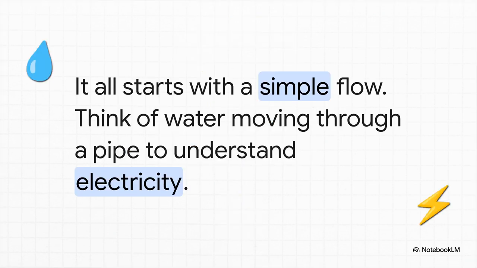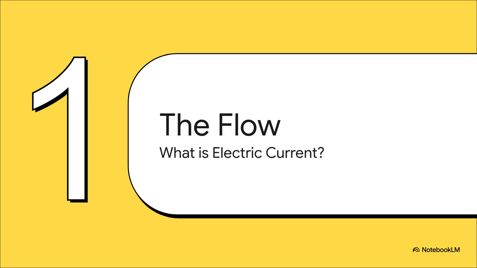Okay, here it is. It all starts with a simple flow. Just picture this in your head for a second. Water moving through a pipe. Got it? Good. Because honestly, that one image, that's the key. It's going to help us unlock everything else we talk about today. So that idea of a flow brings us right to our very first big concept. Only instead of water, we're talking about something called electric current.